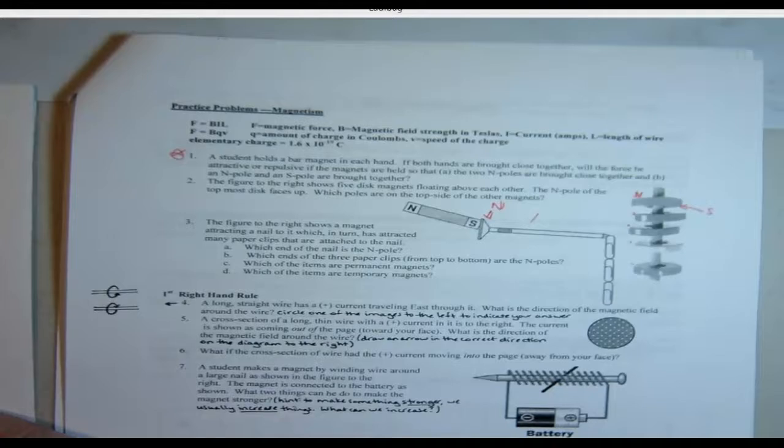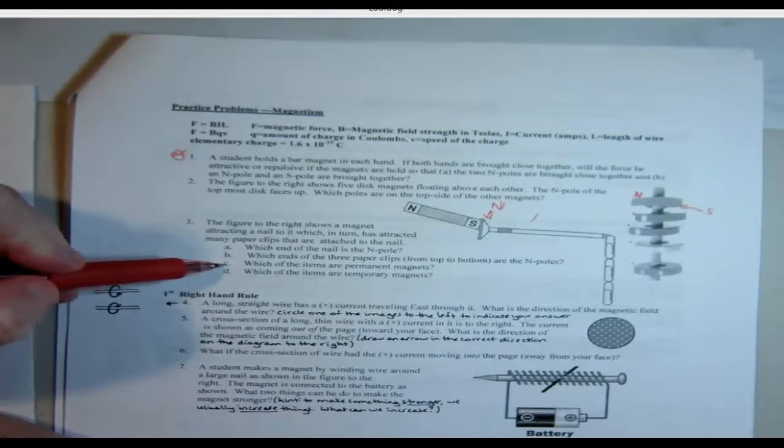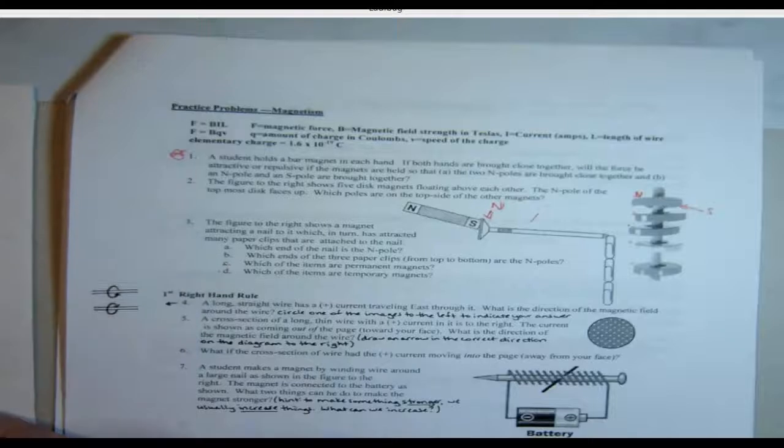Which one of these is the permanent magnet? Which one of these is the temporary magnet? You should be able to figure that one out. In other words, this C is saying which one is always magnetic. D is saying which one's just magnetic because it's touching something that's magnetic, right? All right.